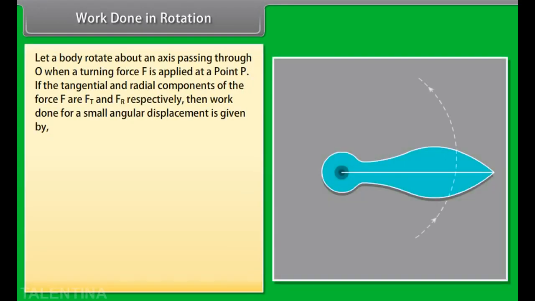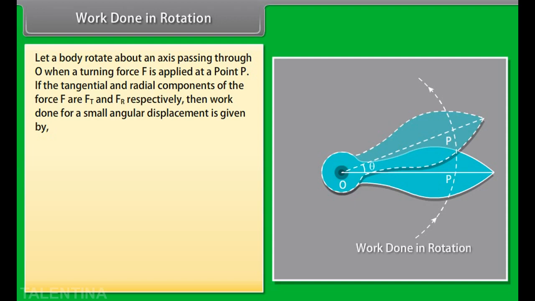Work done in rotation. Let a body rotate about an axis passing through O when a turning force F is applied at a point P. If the tangential and radial components of the force F are Ft and Fr respectively, then work done for a small angular displacement is given by dW is equal to Ft dot ds. Put the values of ds in above equation.